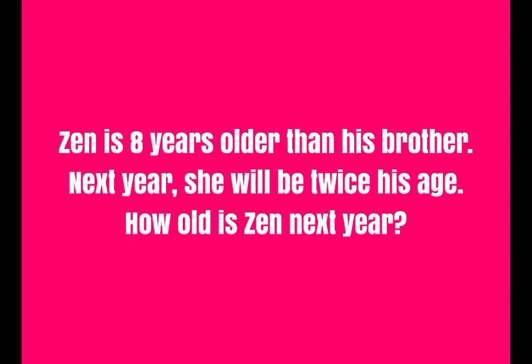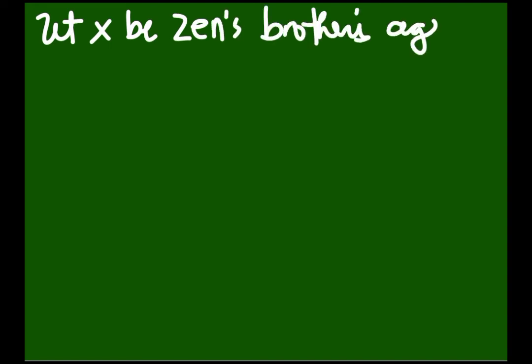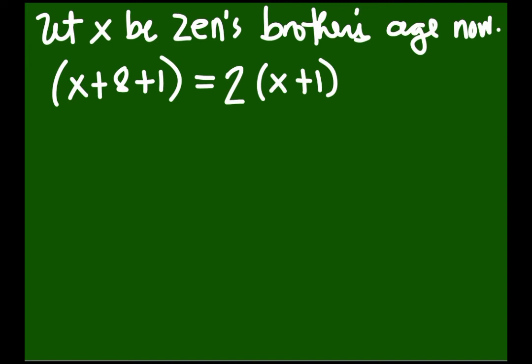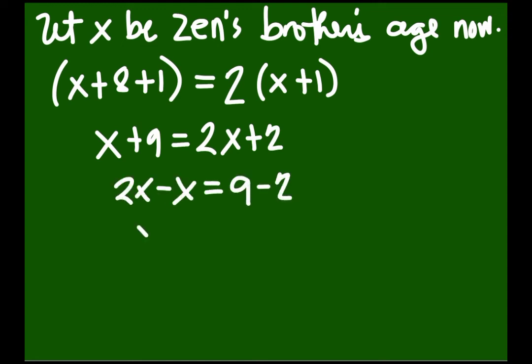Again, first analyze the question. The question here is, how old is Zen next year? Now, let us use x be Zen's brother's age today. Then we'll add 8 to it since Zen is 8 years older than his brother plus 1 year next year. And it is also equals to twice of his brother's age. Then we'll get x plus 9 is equals to 2x plus 2.